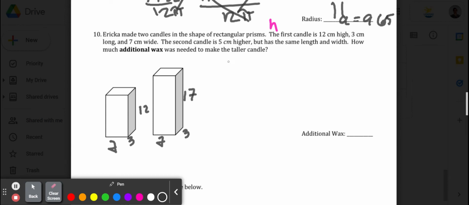How much additional wax was needed to make the taller one? So we could do this a couple ways, but I really just want to know, what is the size of this piece? And all we have to do is 5 by 7 by 3. Since it's a rectangular prism, you're just multiplying basically all the numbers together, because the base figure is 7 by 3, and then the height is 5. So pretty simple. 7 times 3 times 5 is 105 cubic centimeters.